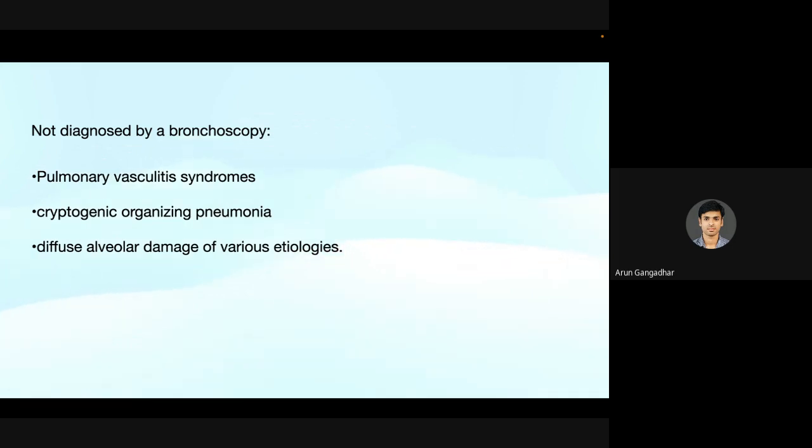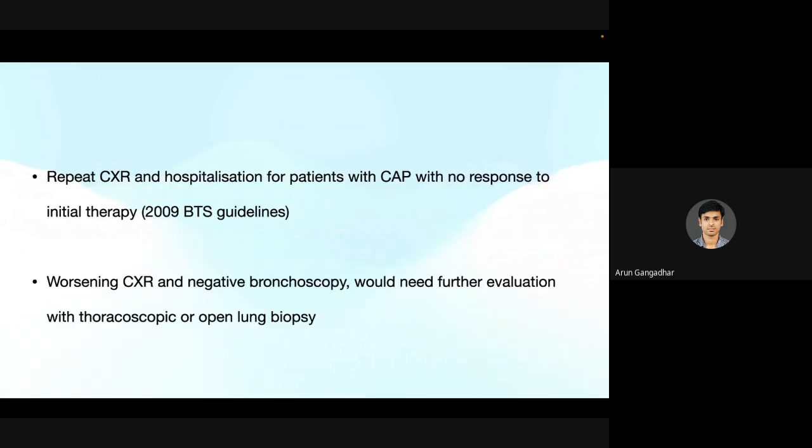There are various conditions which are not even diagnosed by a biopsy or bronchoscopy. These are pulmonary vasculitis syndromes caused by C-ANCA, P-ANCA, and cryptogenic organizing pneumonia. Although it is diagnosable by a transbronchial lung biopsy up to 50%, most of these patients might be sick and it might not be advisable to go in with a bronchoscopy. The same applies to diffuse alveolar damage of various etiologies. So these are the factors where we can't go in with a bronchoscopy, and we might have to take a call clinically.